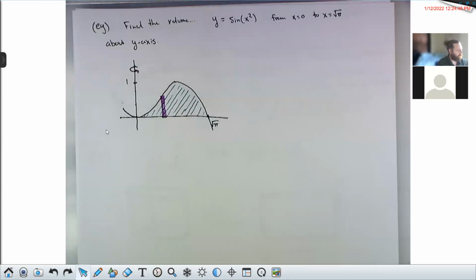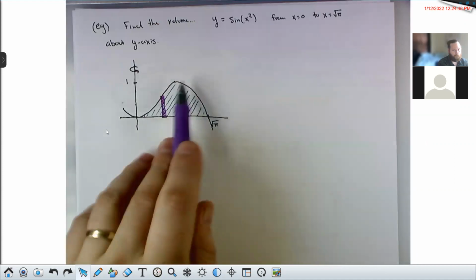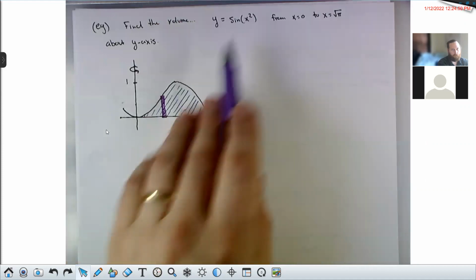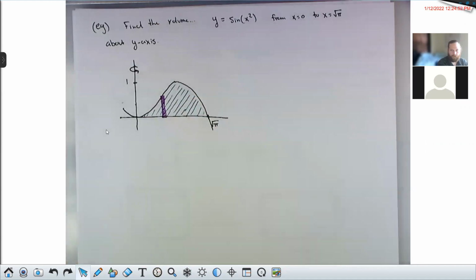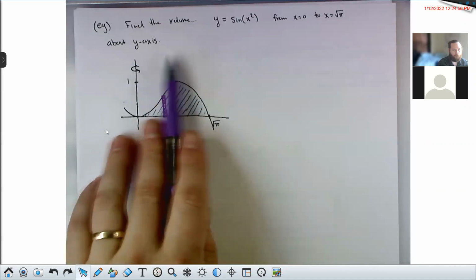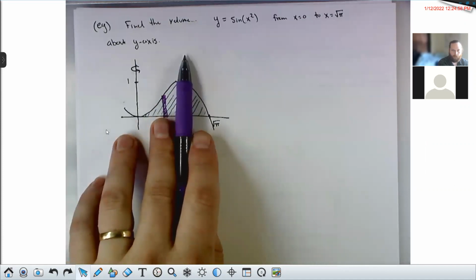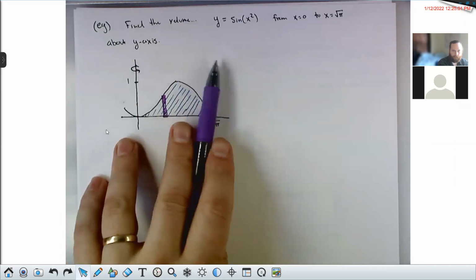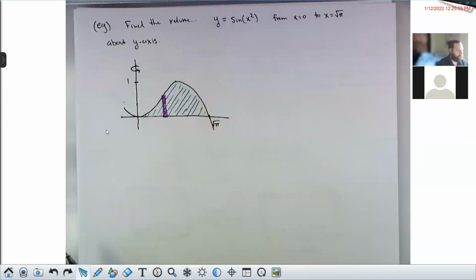Worse, this function is not one-to-one, right? This function is not one-to-one. So when you solve this for x, that solution would only work at best up to here, like from 0 to the square root of pi over 2. It would not be valid over here. So it really is impossible to set this up using the disk washer method, but you'll see that it's very, very easy to set up using the cylindrical shells method.